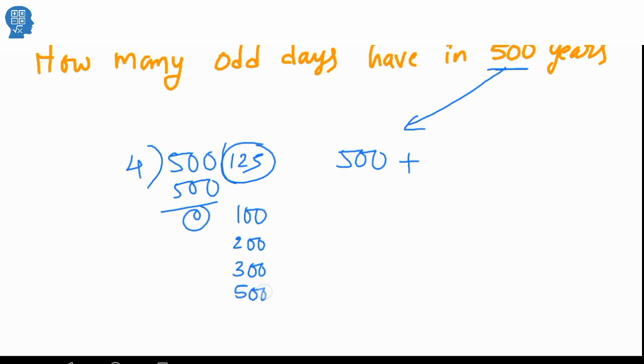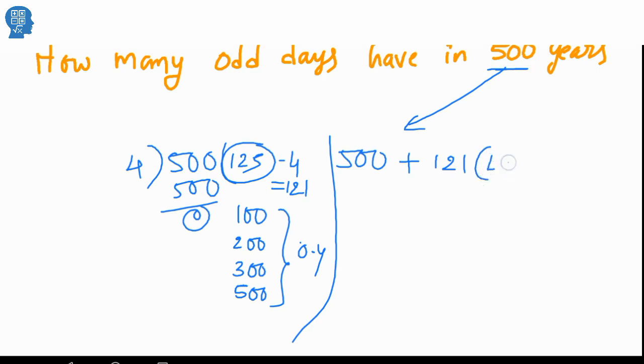And we have to take 500. These 4 years are not leap years, so they are called ordinary years. So 125 is the maximum, minus 4, and you get 121. So in 500 years we have 121 leap years. Adding 500 plus 121, we get 621 odd days. So it is a big number.